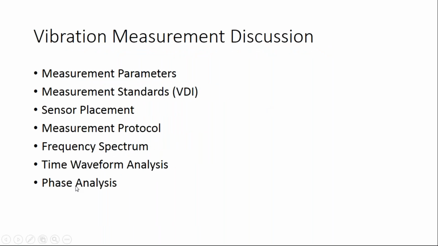And then also just put in a brief issue on phase analysis. So phase analysis is important if you have things like misalignment and unbalance. So you actually can pick up whether two positions on your machine are moving in sync or out of sync with each other.